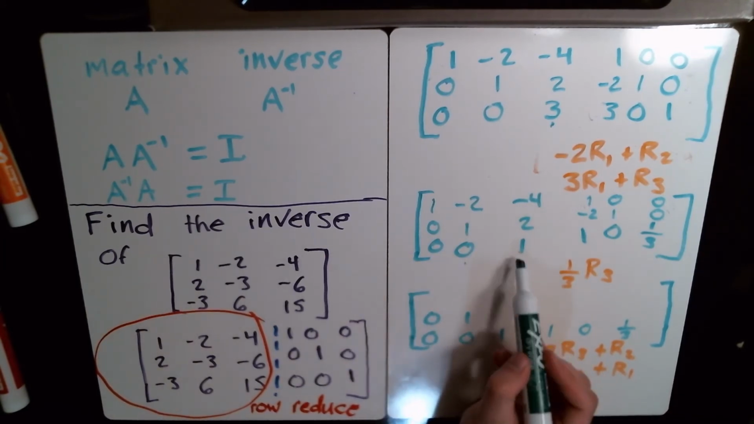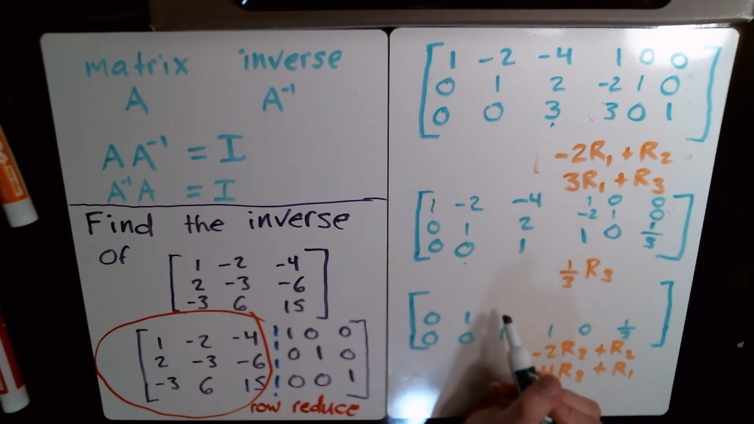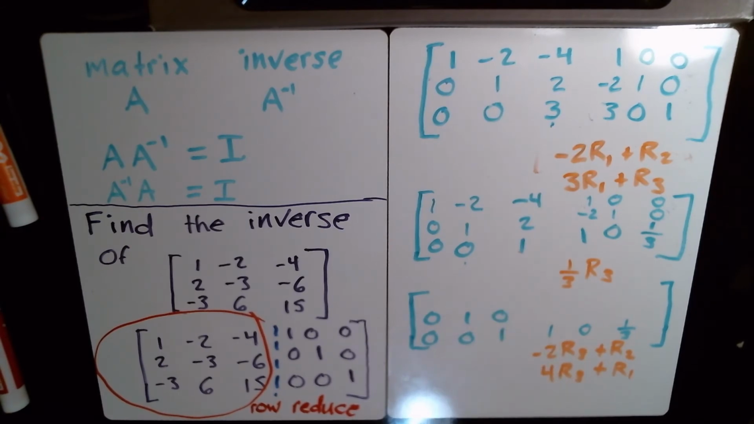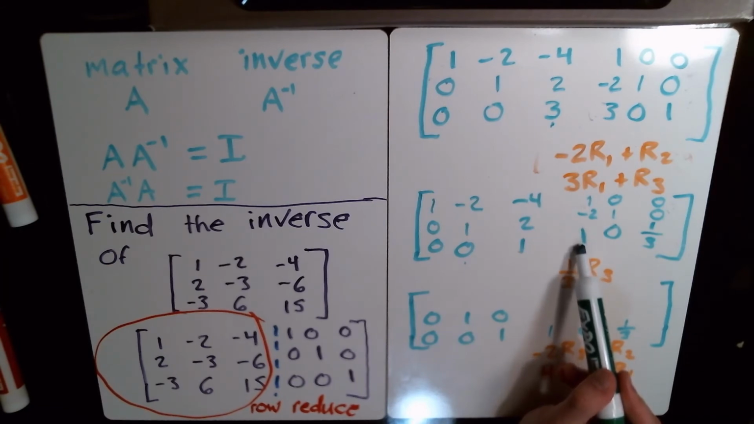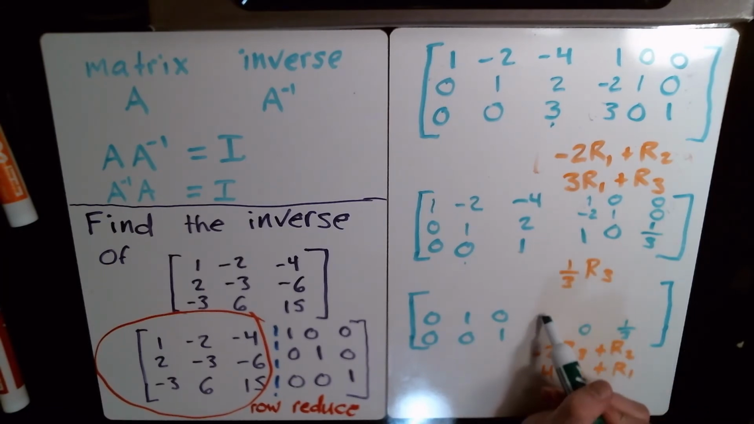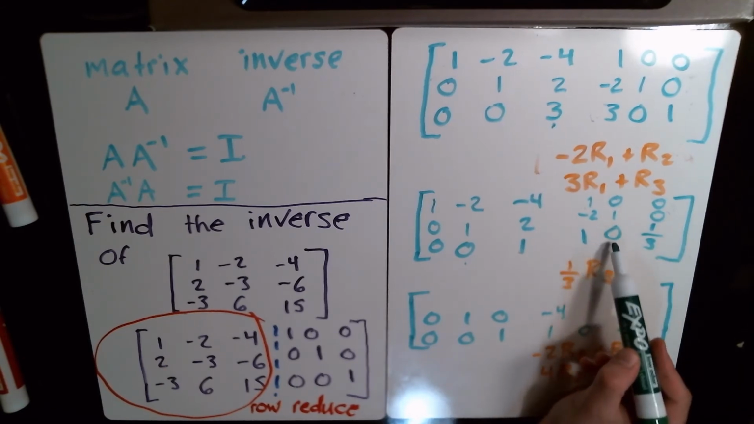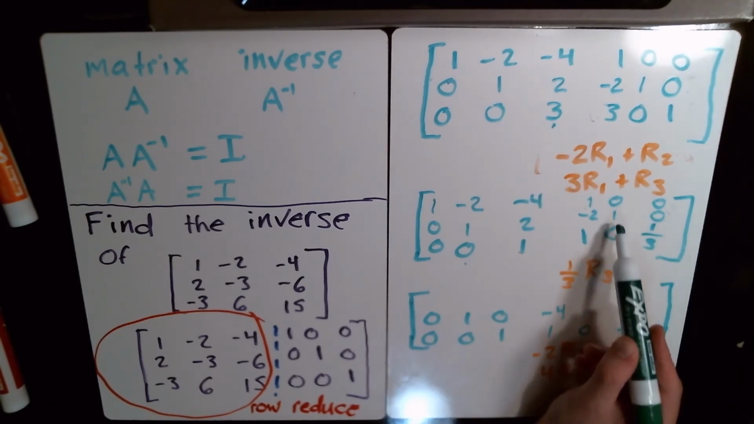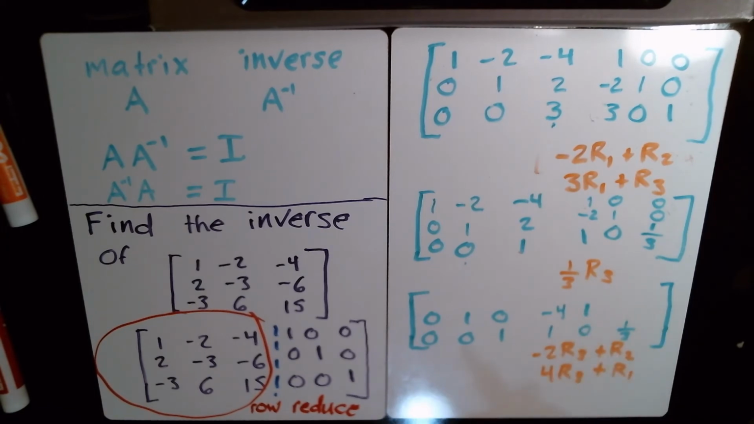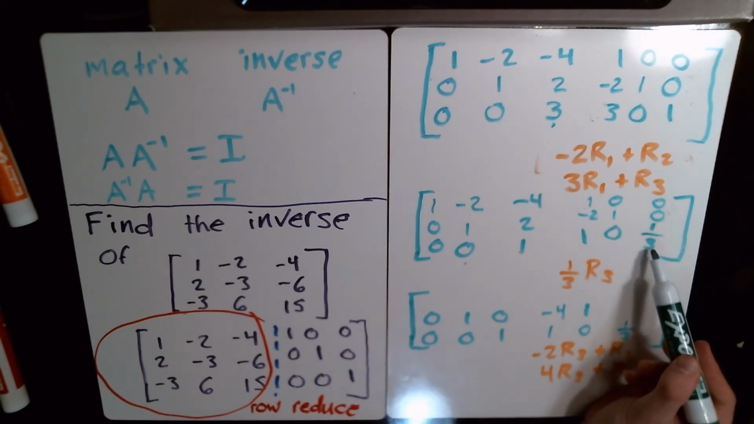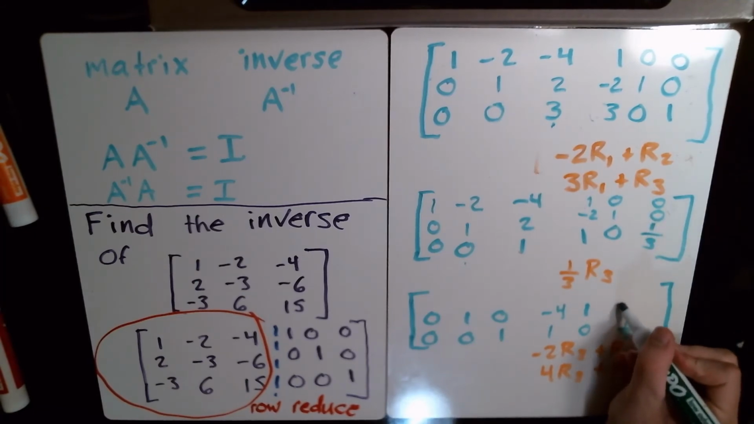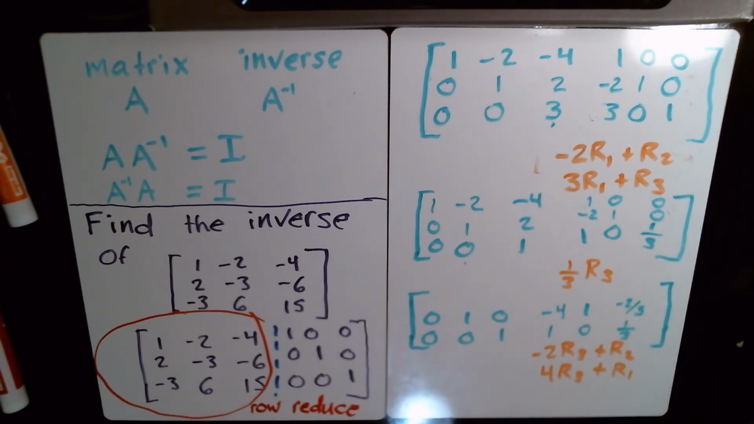-2 times 1 is -2, and adding up is 0, which is what we wanted to have happen, right? -2 times 1 is -2. Add up to -2 is -4. -2 times 0 is 0, plus 1 is 1. -2 times 1/3 is -2/3, plus 0 is -2/3. Okay, so we got a 0 right here.